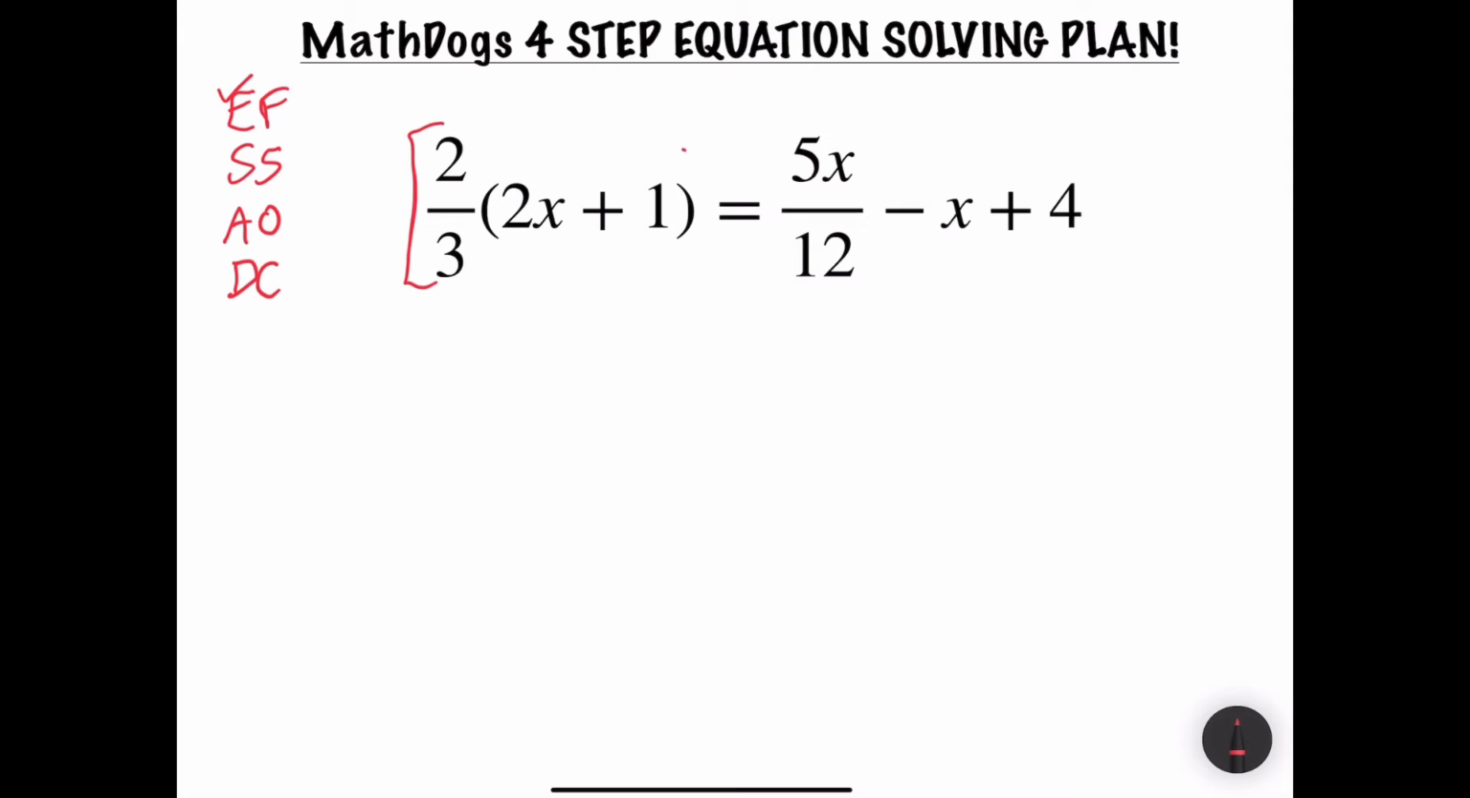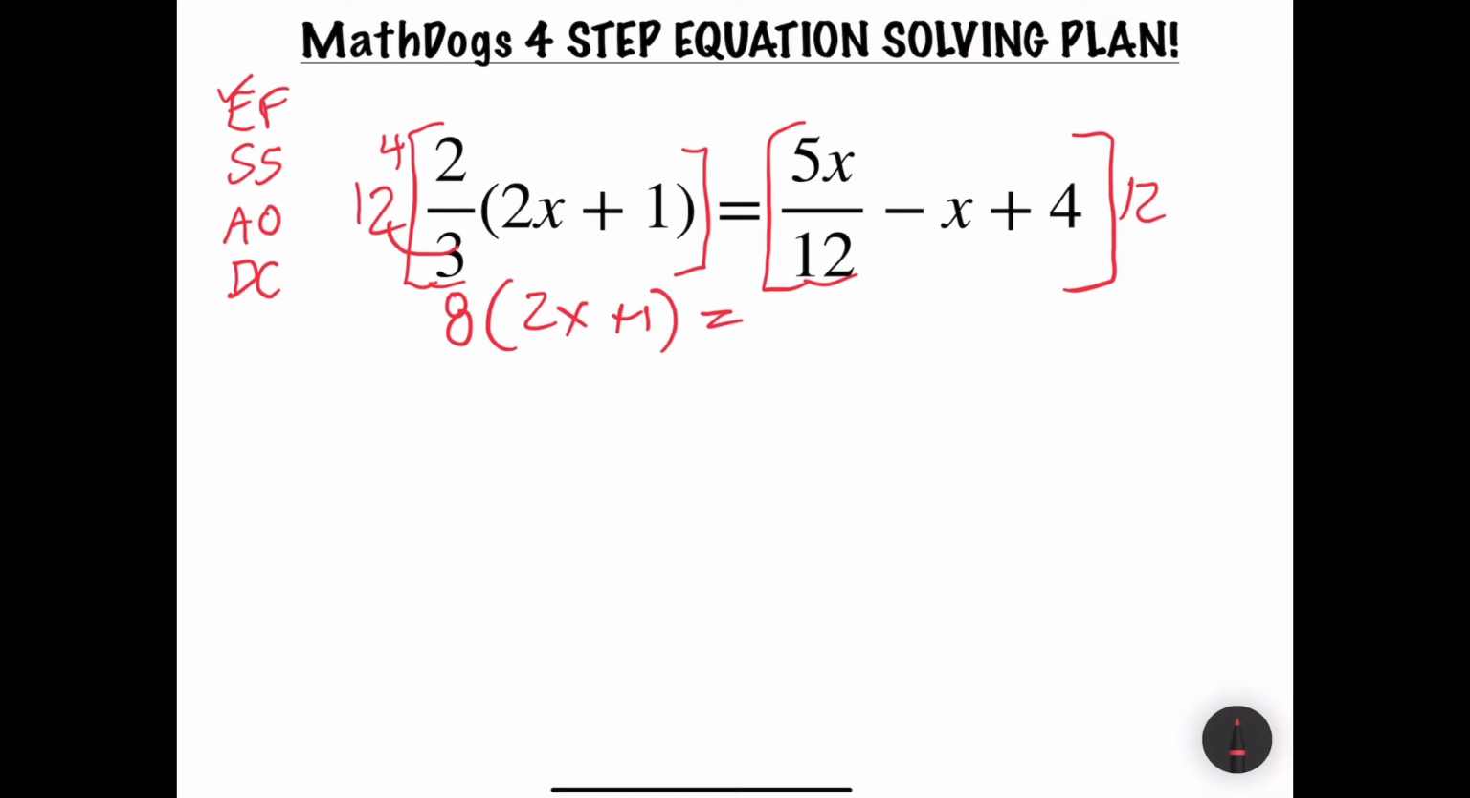I have 2/3 and I have 5x over 12. And so I'm going to multiply both sides by the least common denominator, which would be 12, which means I have to multiply every term in the equation by 12. So 3 divides into 12 4 times. 4 times 2 is 8 times (2x + 1) equals 12 divides into 12 once. 1 times 5x is 5x minus 12 times x is 12x, and 12 times 4 is 48.